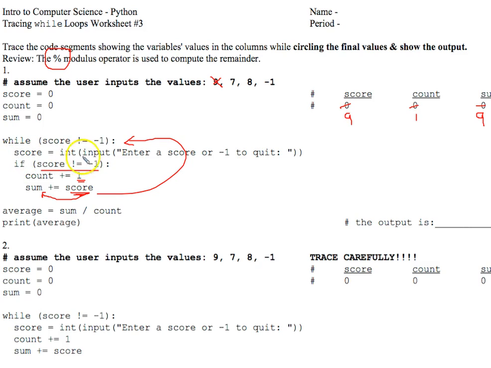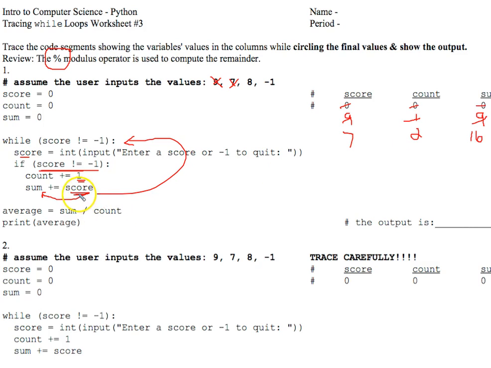Score not equal to -1. True, 9 is not equal to -1, so we go through the loop again. The next number that gets inputted for score is 7. That goes into the variable score. Is 7 not equal to -1? True, so we're now inside this if statement. We add 1 to count. And we add score to sum. Score, 7, gets added to sum, which is 9, for a grand total of 16, which gets written here.